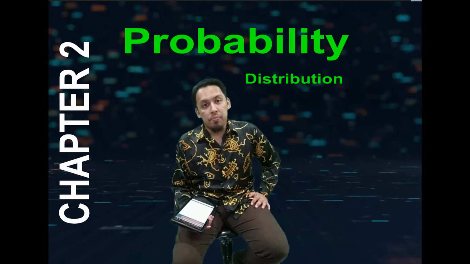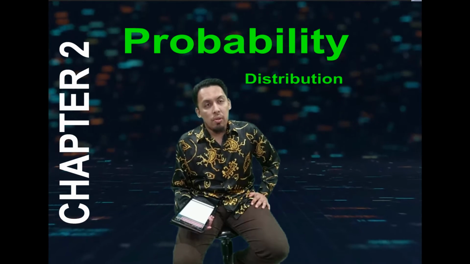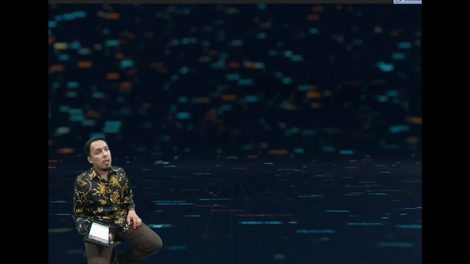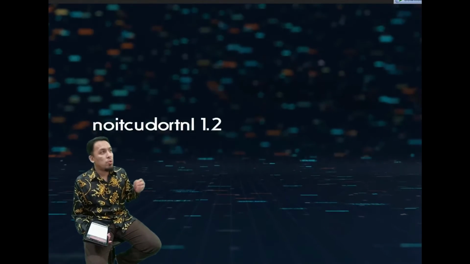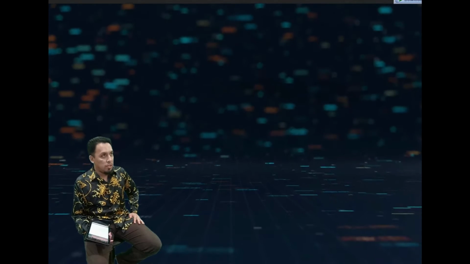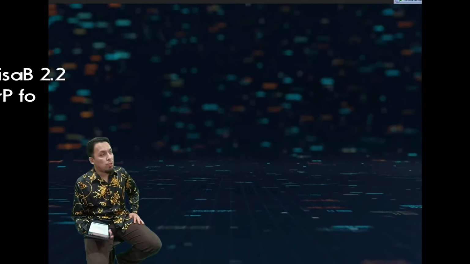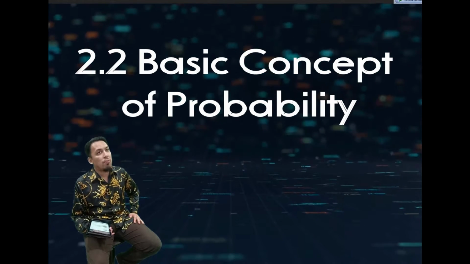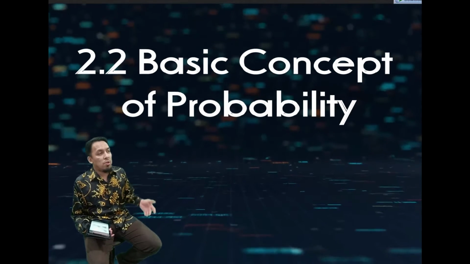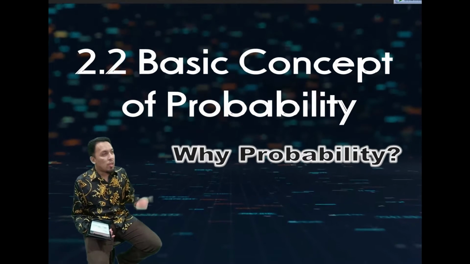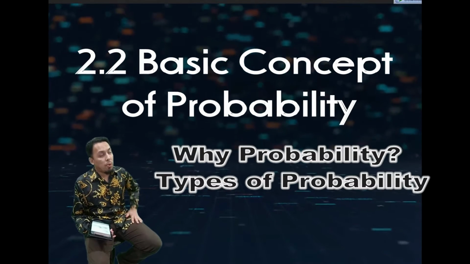In this video, we are going to proceed with the next topic in EQT 271, which is probability distribution. Throughout this chapter, there will be 5 subtopics. Let's try to look at it one by one. So we have 2.1, which is introduction. We have 2.2, which talks about the basic concept of probability, which consists of why probability, types of probability, and also probability rules.